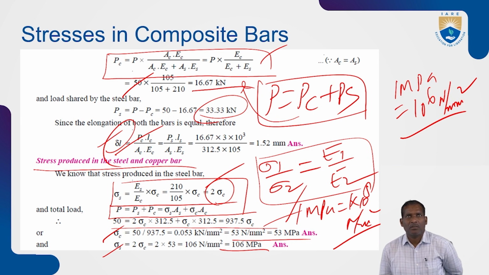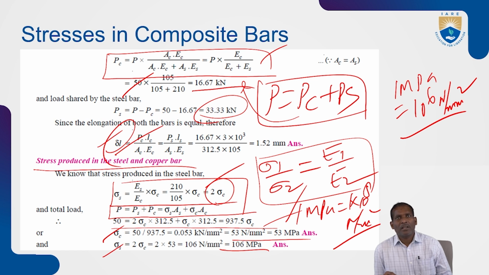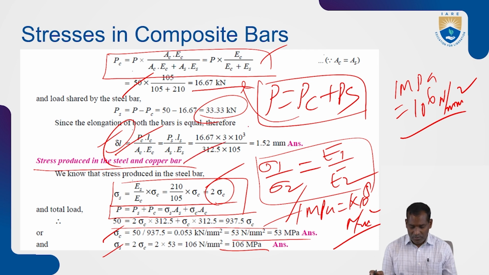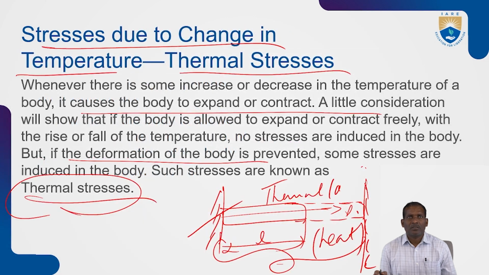So here, the total load shared by the steel bar and copper bar individually we have calculated, and then the elongation also we have calculated. So finally the stress produced in steel and copper we have determined. Next we discussed stresses due to change in temperature. So what do you mean by thermal stresses? Thermal stresses means whenever a component is subjected to a decrease or increase in temperature, sometimes the body will contract or expand.